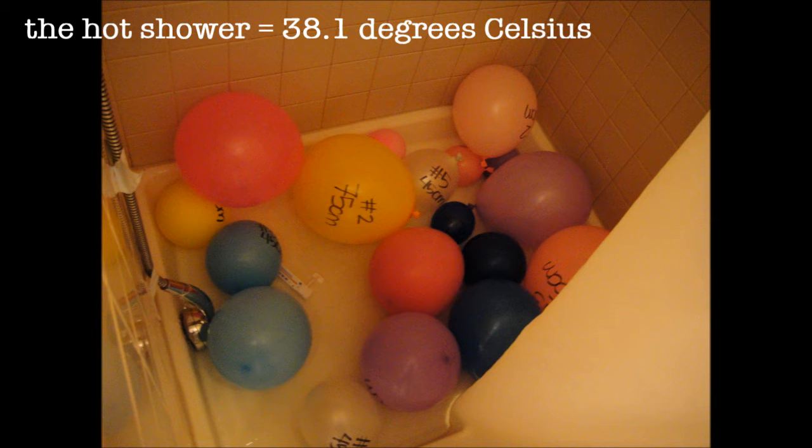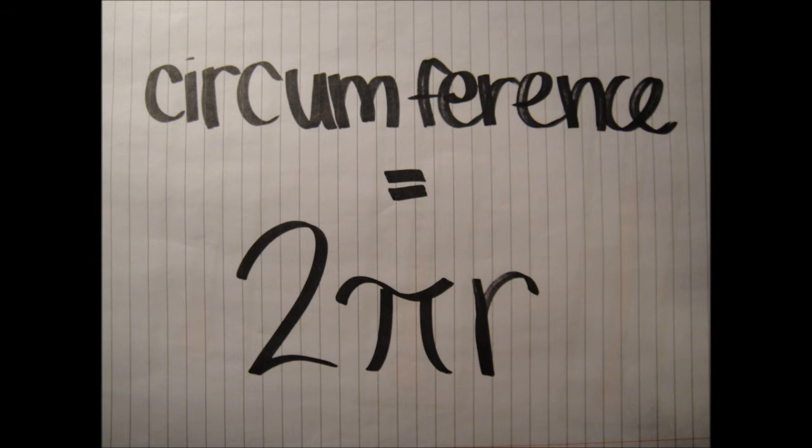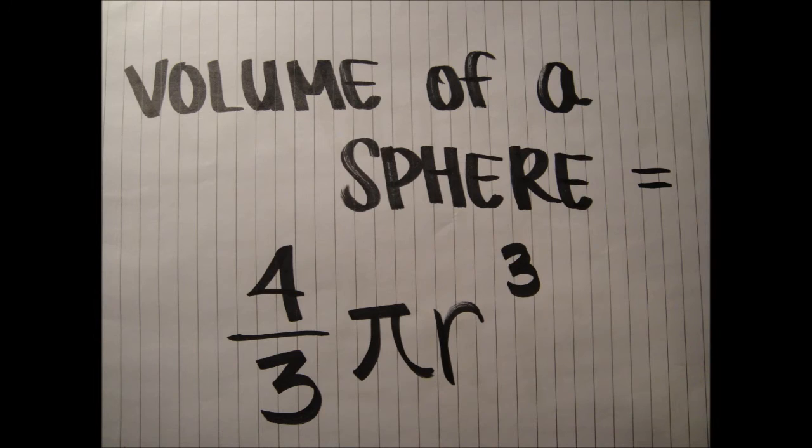Finally, we measured the circumference of each balloon, once again using the measuring tape and the string and recording all of our data. We found the volumes of the balloons by using the formula for the circumference of a circle, which is 2 pi r, to solve for the radius, and then plugged the radius into the formula for the volume of a sphere, which is 4/3 pi r cubed.